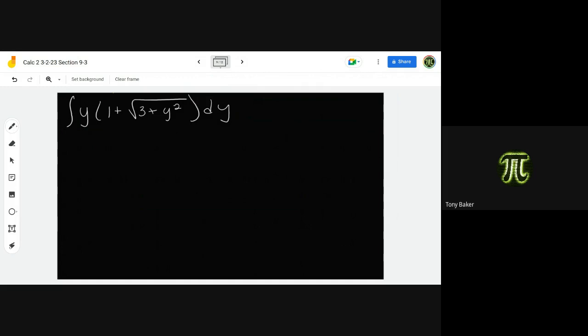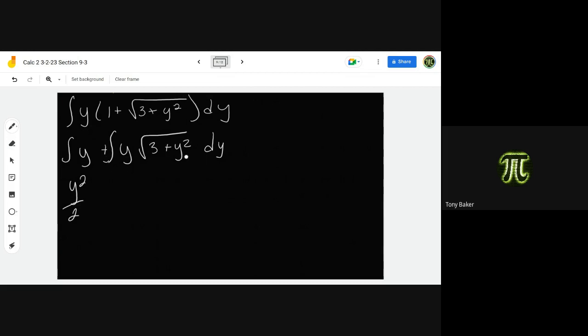What do you mean? Like multiply y on both sides. Yeah, let's distribute the y. So I got y plus y squared times the square root of 3 plus y squared dy. So now I could actually do the integral of both pieces. So what's the integral of y? So that's just y squared over 2. Okay.